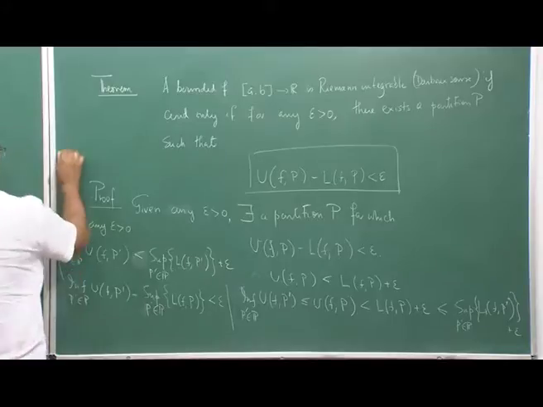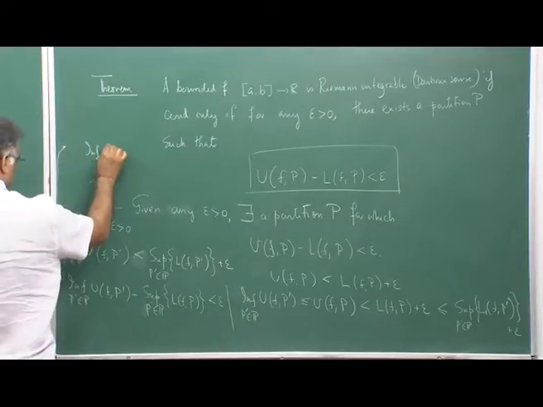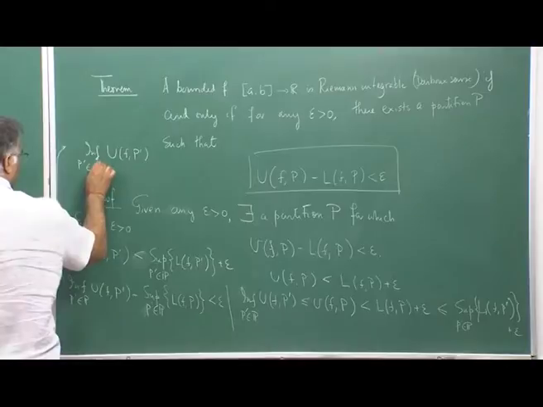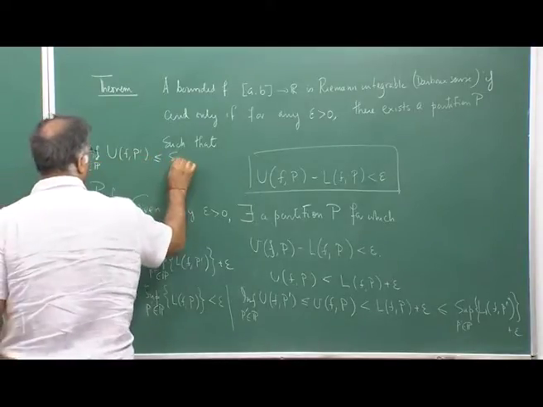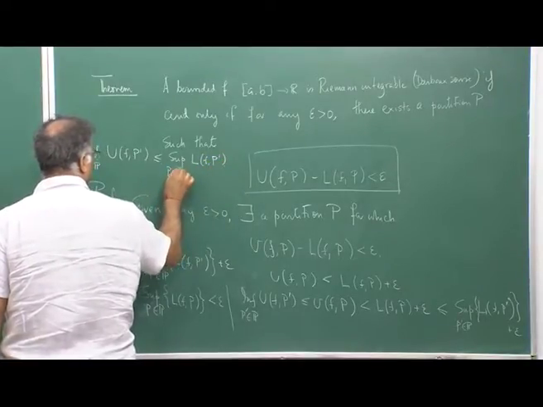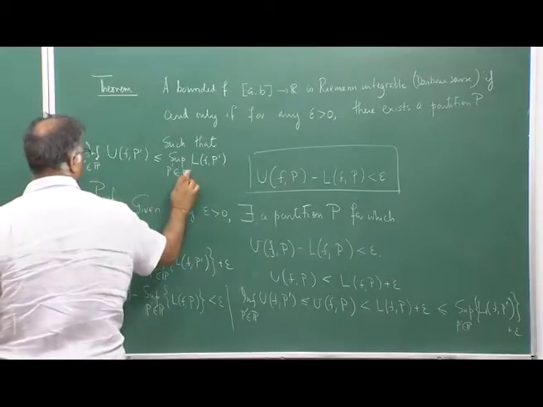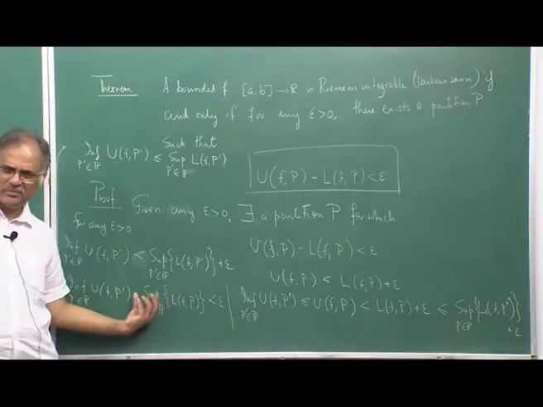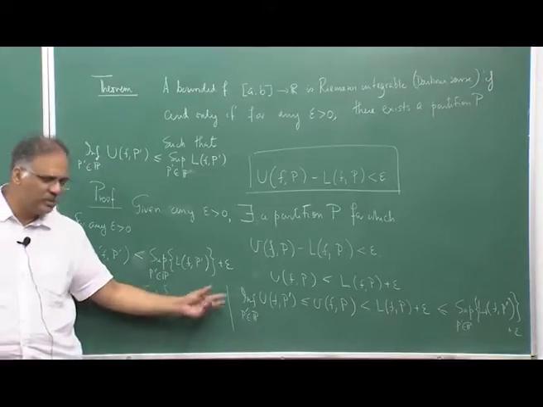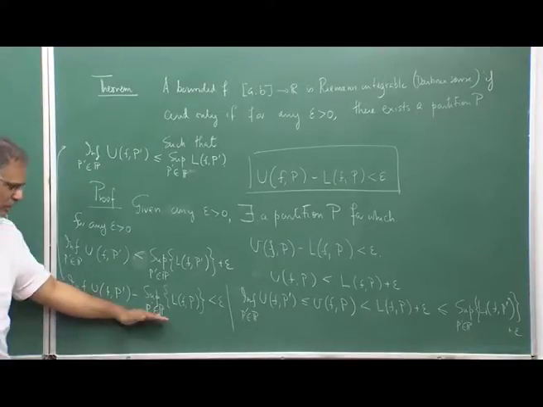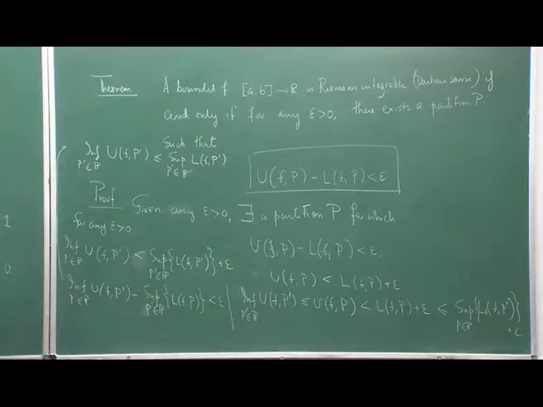So from here, I will simply get the result that inf of UF over P dash, an element of P, is less than or equal to sup of LF over P dash, an element of P. That is exactly what I will get, because if I just write the limit, now this has to be less than this, when this will finally become 0. So when you go to the limit, the strict inequality breaks. This whole thing has to be less than or equal to 0, and this has to hold for every epsilon.